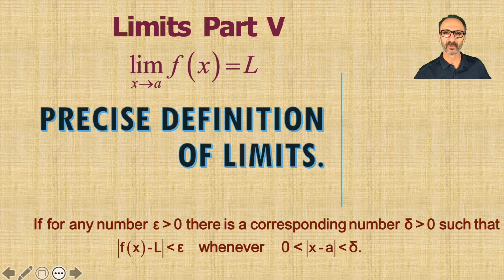This is part 4 in my videos about limits. We know the main formula, limit f of x as x approaches a equals L, and the precise definition of limits. It says if for any number, a small number, epsilon greater than 0, there is a corresponding number delta greater than 0, such that the absolute value of f of x minus L is less than epsilon whenever the absolute value of x minus a, of course, has to be greater than 0, and we want it to be less than that number delta that was mentioned.